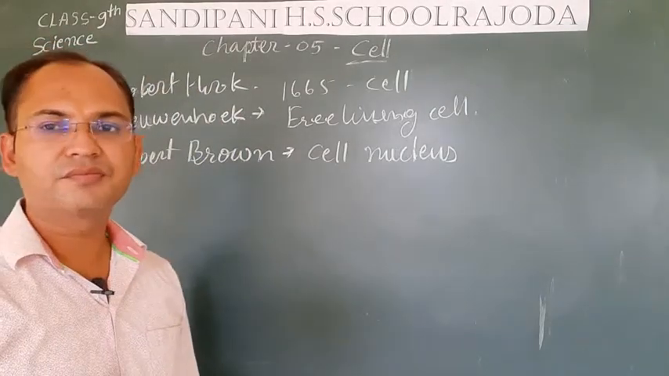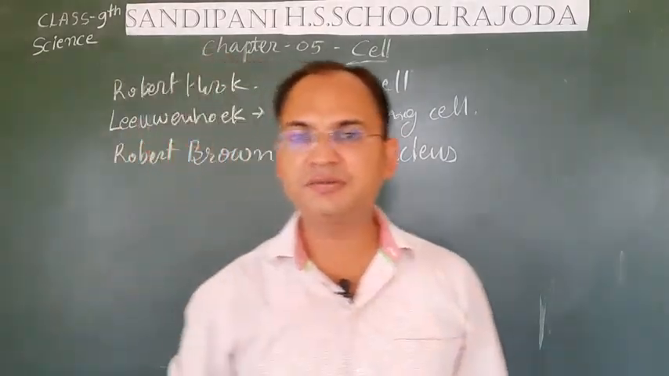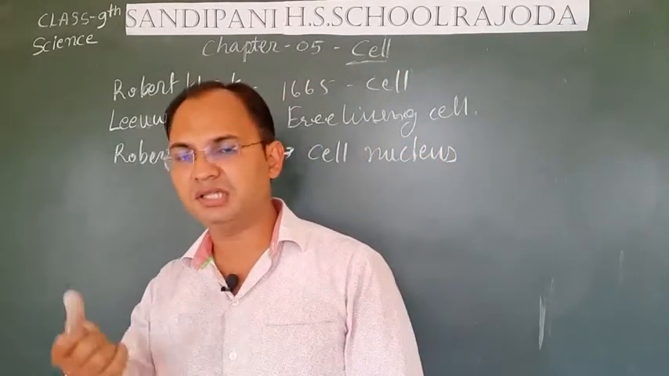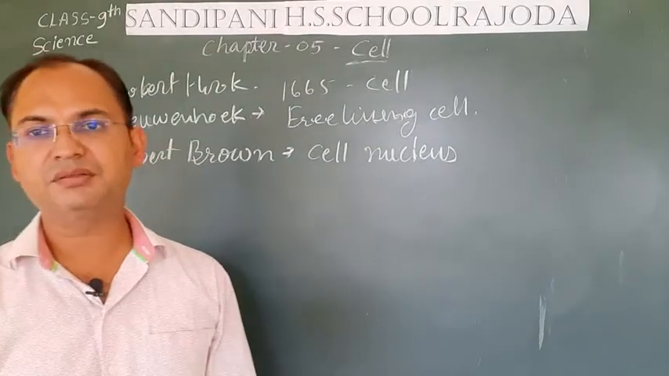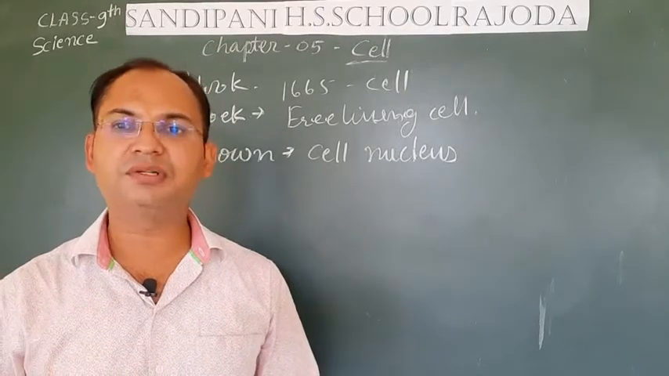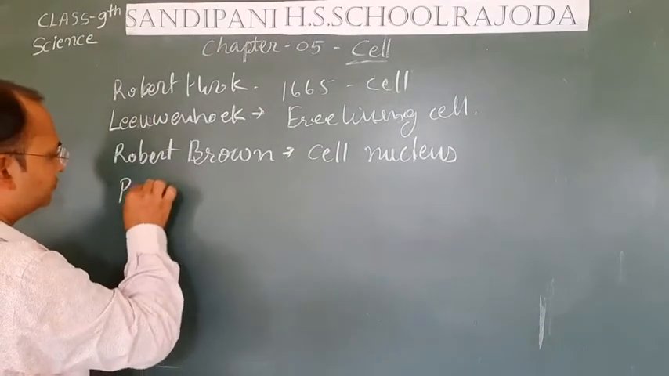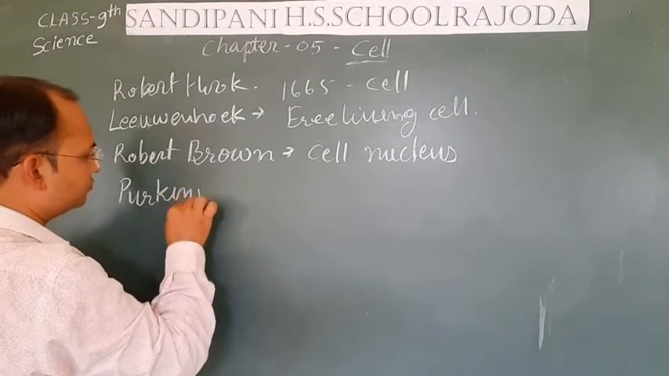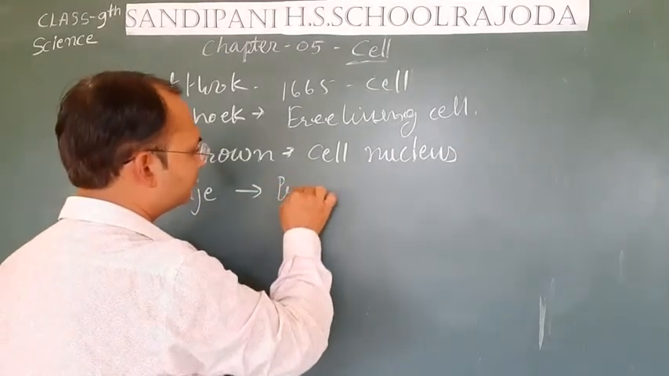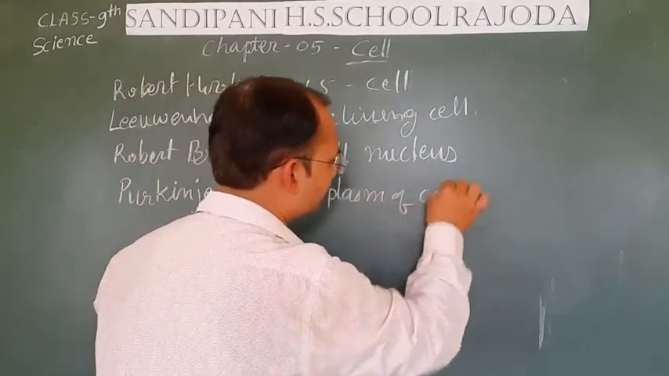The fourth discovery was about the protoplasm of the cell. Protoplasm means the different cell organelles that are present inside the cell, and the cytoplasm of the cell, the liquid that fills the inside of the cell membrane, collectively called protoplasm, and that protoplasm was discovered by Purkinje. The name of the scientist is Purkinje. Purkinje first of all discovered the protoplasm of the cell.